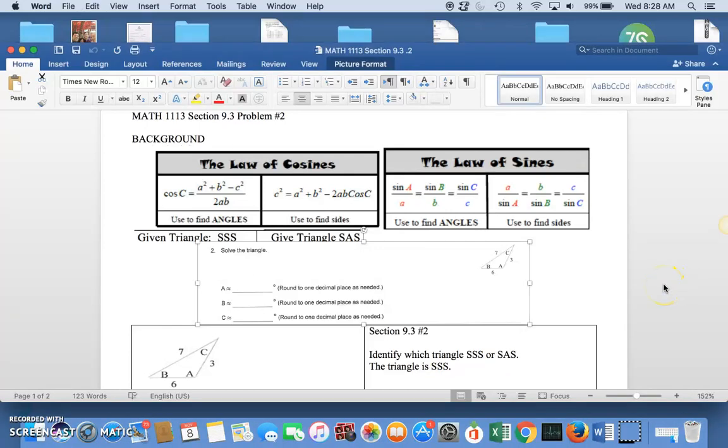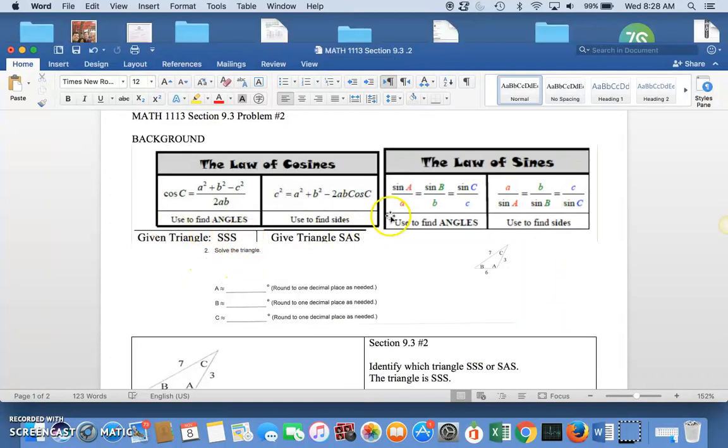Okay, section 9.3, problem 2. The whole section is entitled Law of Sines, but you'll use law of sines some, and you'll definitely still use your law of cosines here. In this section, you've got two different situations. Either you have three sides.